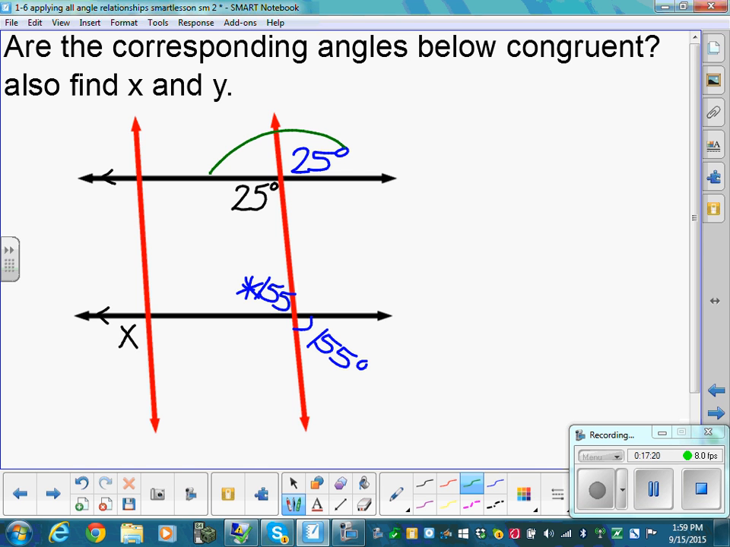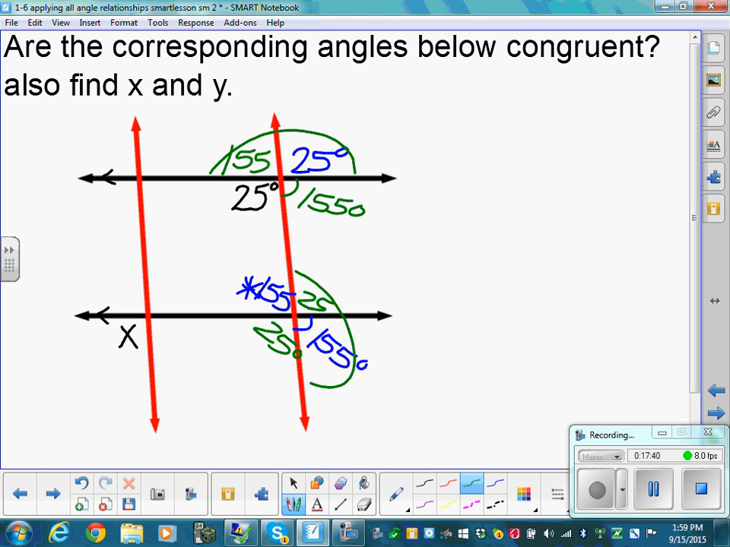Okay, but we do know that this angle and this angle should add up to be what? 180. So 180 minus 25 is 155. If that's 155, what's this? 155. Okay, and then same here. This should add up to be 180. So what is this? 25. Well, that's 25, and this is... Okay, awesome.